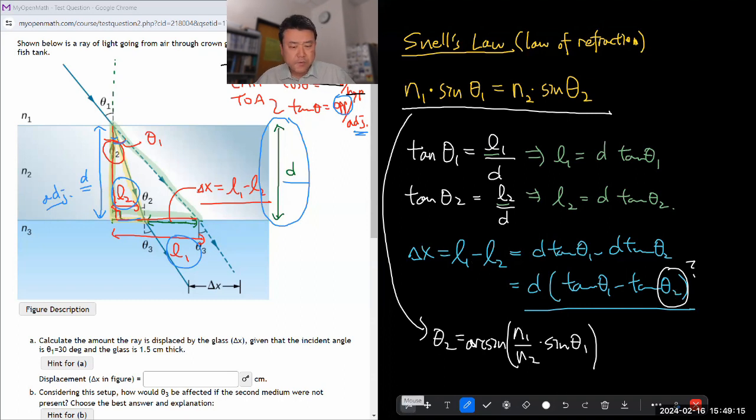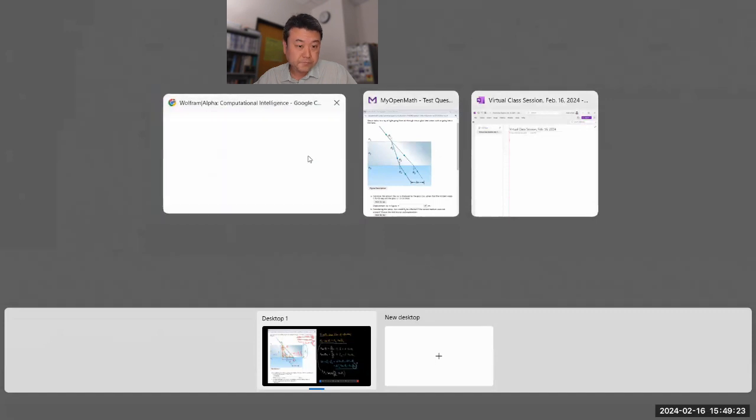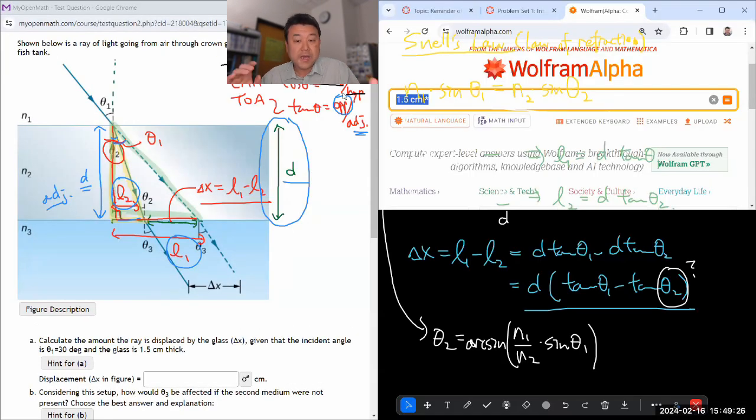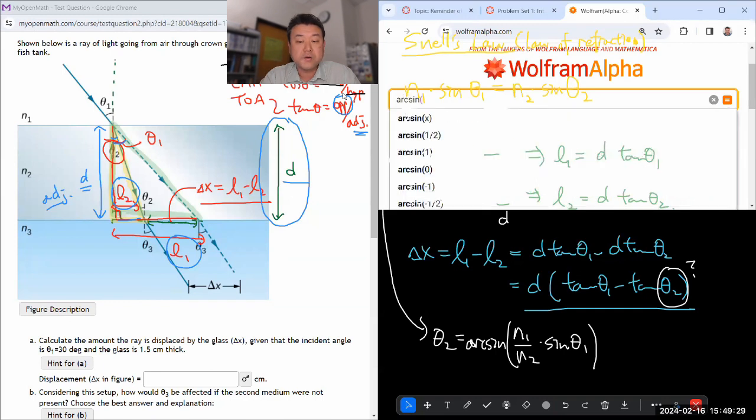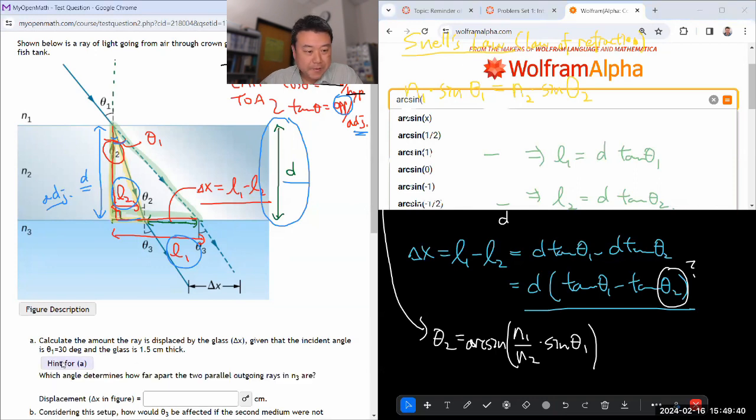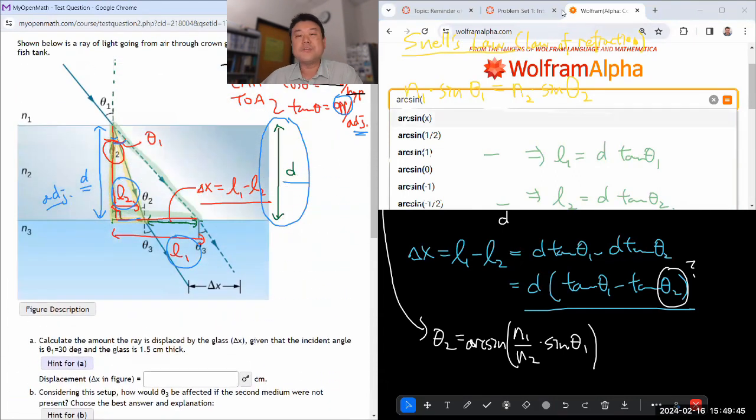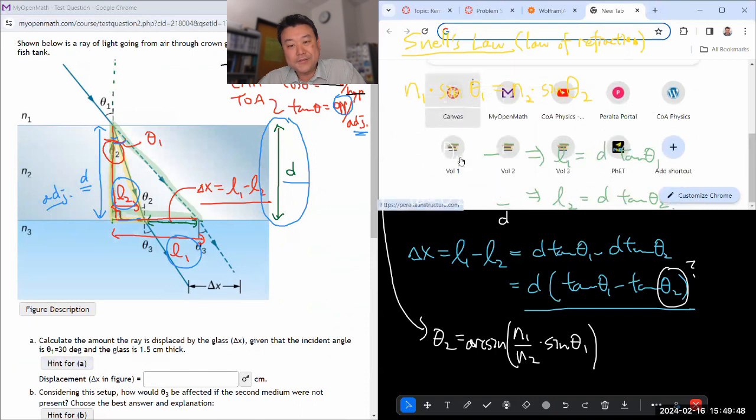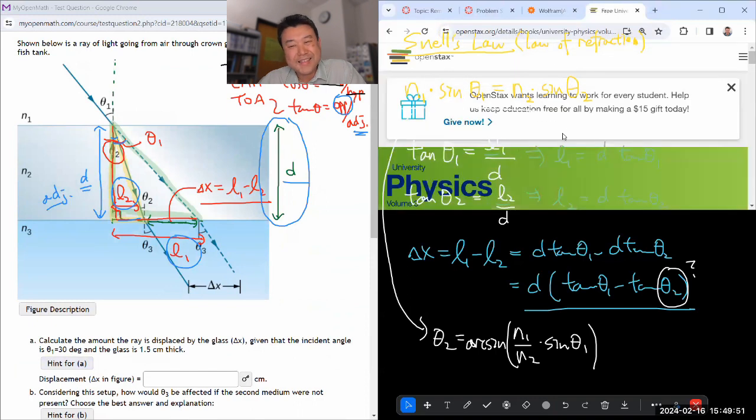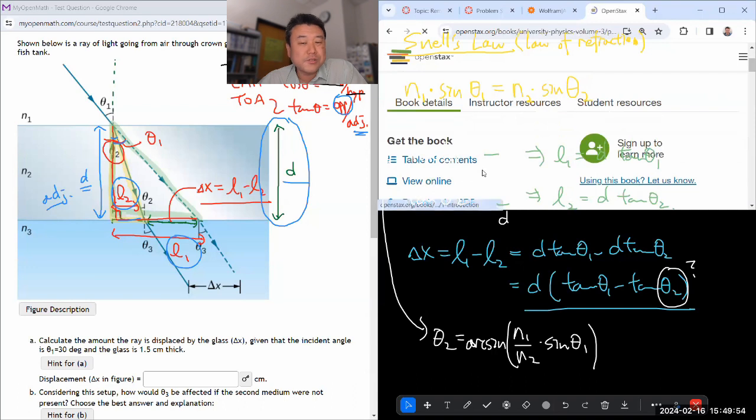And nothing stops you from doing something like this. They told you theta 1 is 30 degrees. So instead of doing that, you can calculate theta 2: arcsine of N1 over N2. N2 is glass. I think I have to look up, well, the hints don't link me to it. So you need to go to our textbook and know where to look up the index of refraction. I think it's going to be 1.5, but it's good to double check.